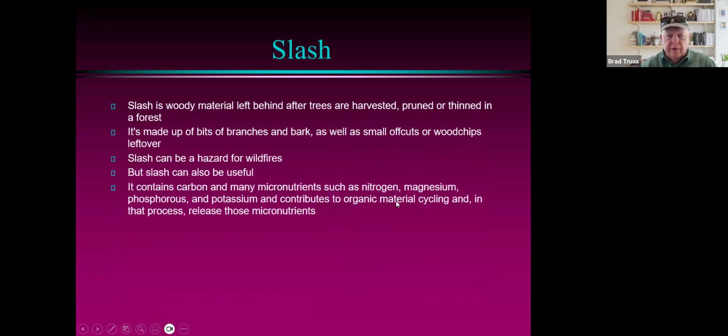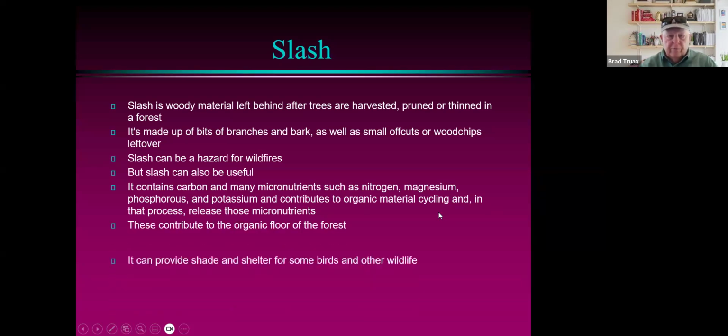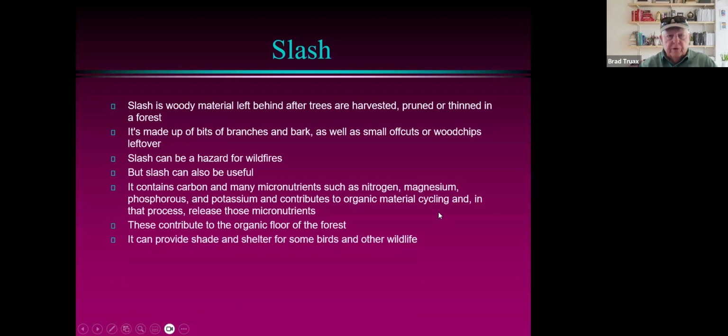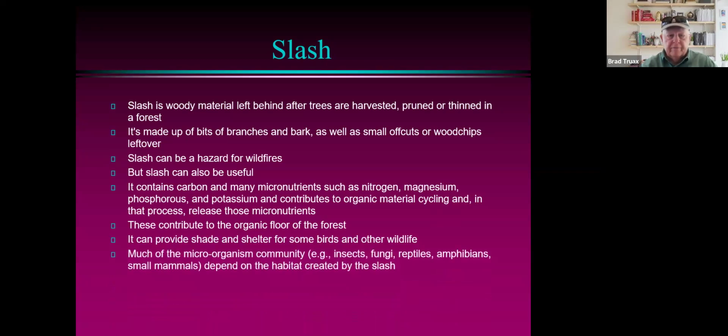It contains carbon and many micronutrients like nitrogen, magnesium, phosphorus, and potassium. And these contribute to the organic material that's cycling, and they release these macronutrients into the soil. So these contribute to the organic flora of the forest, and slash can also provide shade and shelter for some birds and other wildlife.